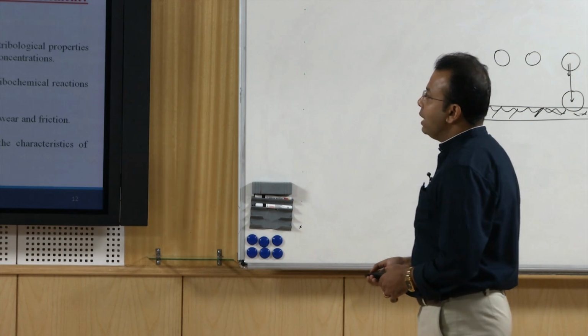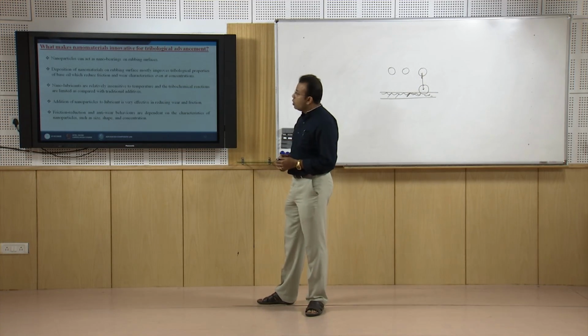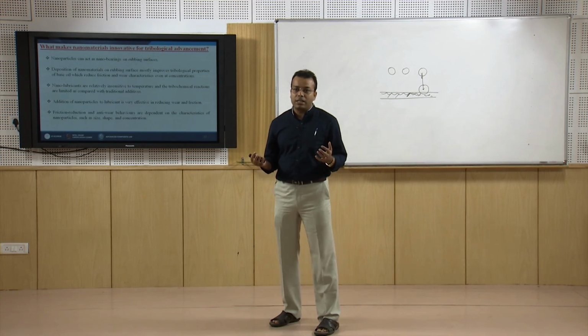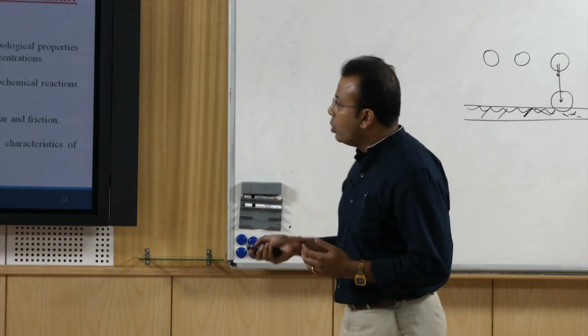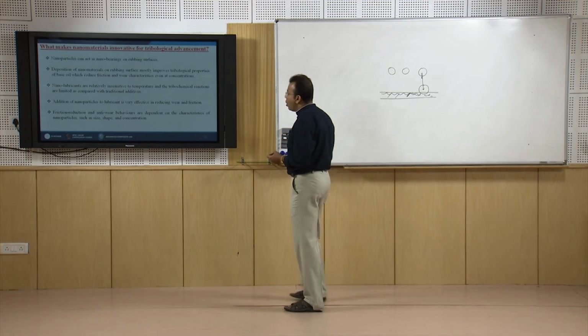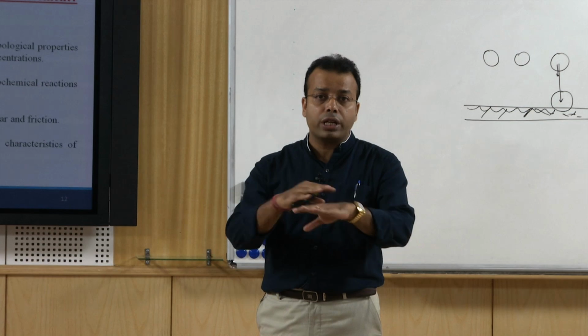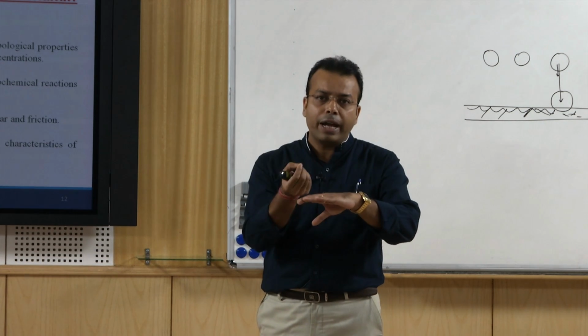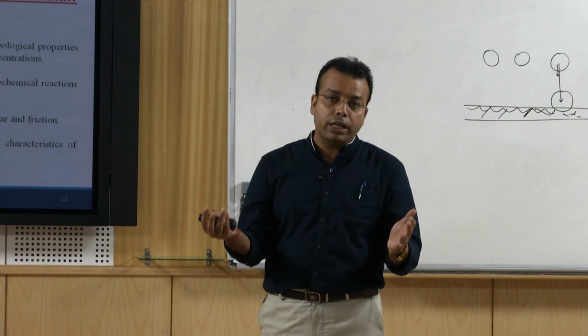Now, in the next slide we will discuss what makes nanomaterials innovative for tribological advancement. So, why are we using nanomaterials, and what advantage are we going to get by doing this surface engineering. Nanoparticles can act as nano bearings on rubbing surfaces. Deposition of nanomaterials on rubbing surfaces mostly improves tribological properties, as I have already discussed, because at the macroscopic level, if I have a bigger particle, it is very difficult to stick onto the surface, but if I have a very fine powder, it is easier for it to stick with that surface itself.